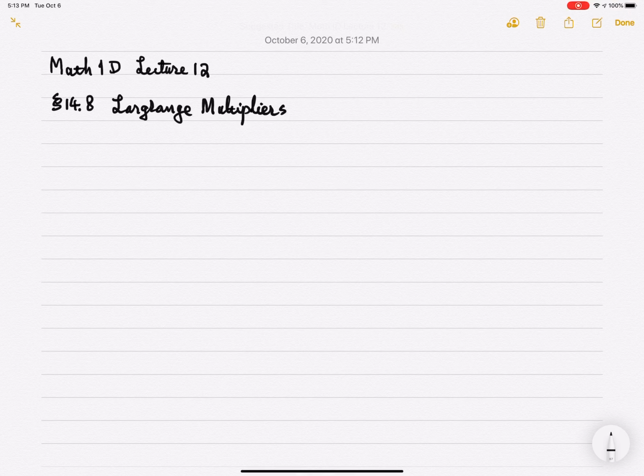Well, Lagrange is a person. That's the name of a mathematician, a French Italian mathematician. We use his name to name the method because he created this method.